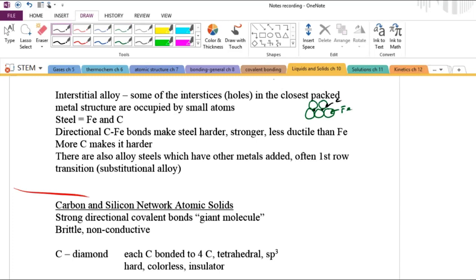Now we can make an alloy where we substitute something for some of the irons, usually first row transition metals, and then we get a different alloy of steel.